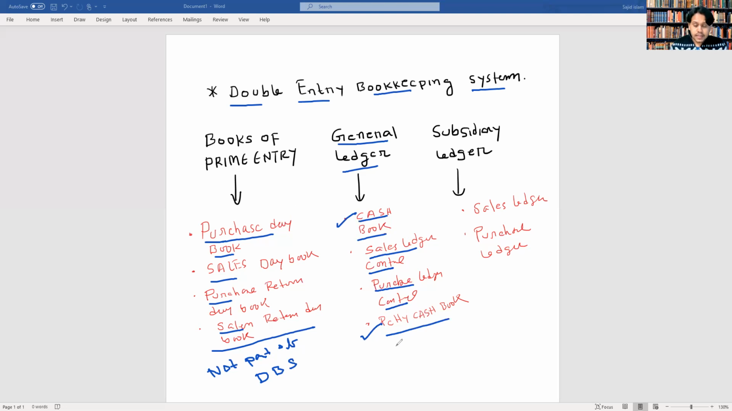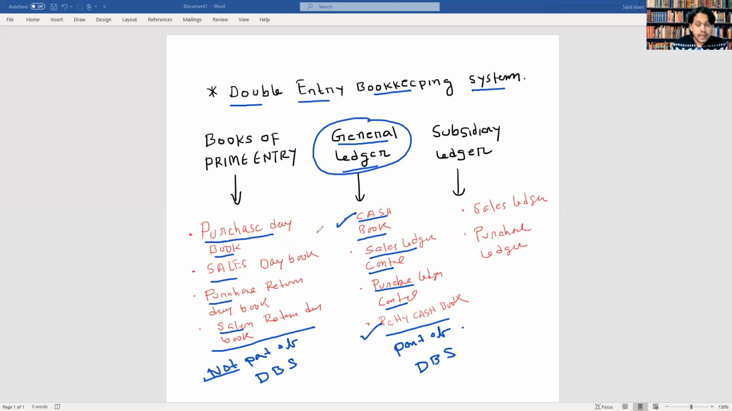So all of this is part of the double entry bookkeeping system. Those earlier ones are not. These are basically the general ledger. All of these are the double entry bookkeeping system.